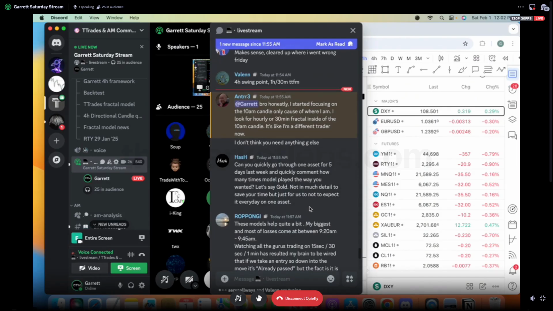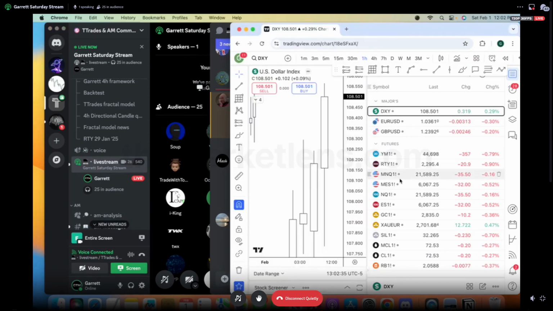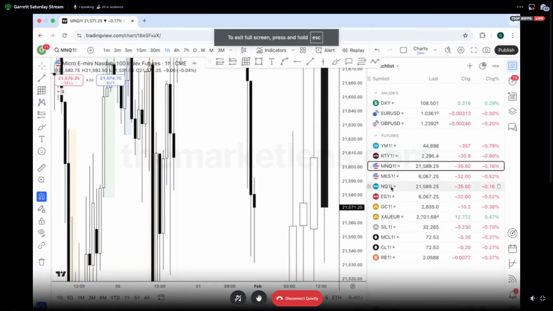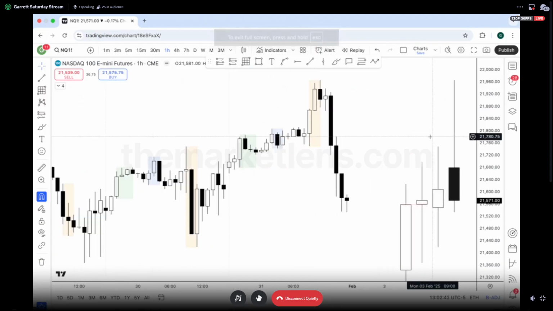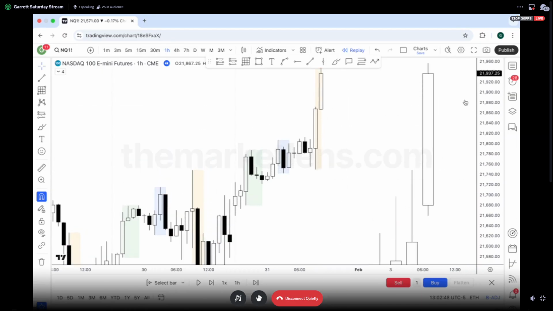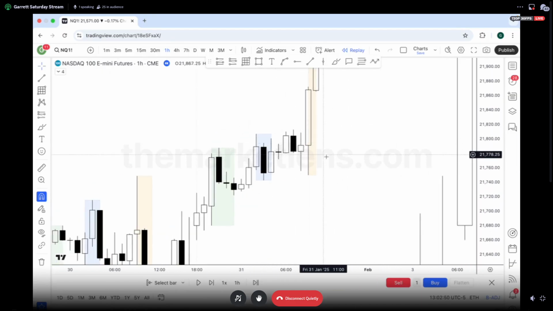You could go through one asset for 5 days last week and quickly comment how many models played out the way you wanted. Let's say gold. I pretty much did gold, there's like 3 days. But yeah, I'll do NQ or something. I did take NQ this week, some models. So just going off of here, there is a model that played out here, by the way, but it just wasn't clean enough for me.